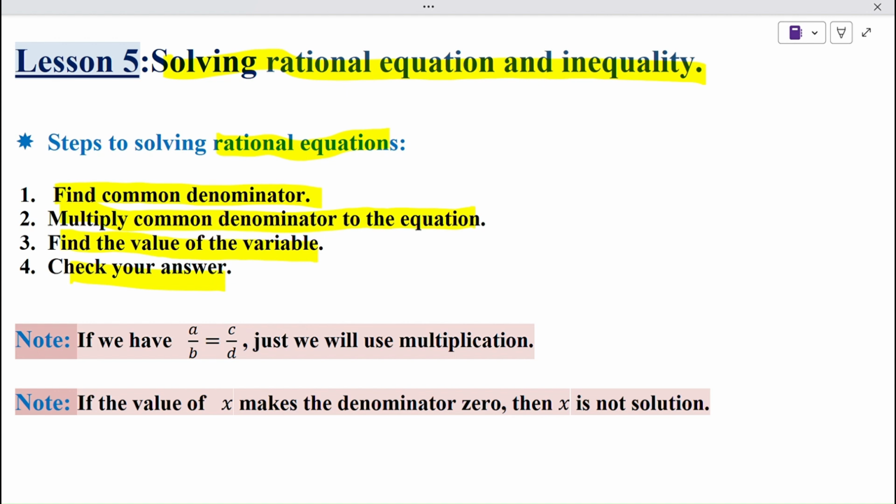The first one, if we have this form, we don't need these steps. You will just use multiplication. I will show you in the examples. And the second note, if the value of x makes the denominator 0, then x is not a solution. Okay? If the value of x makes the denominator 0, then this x is not going to be a solution. Let's use these notes and steps in this example.